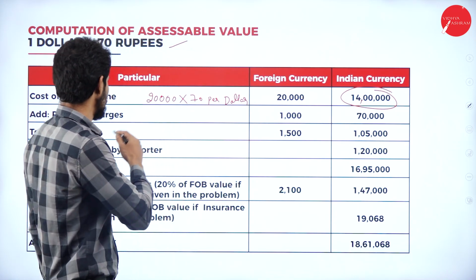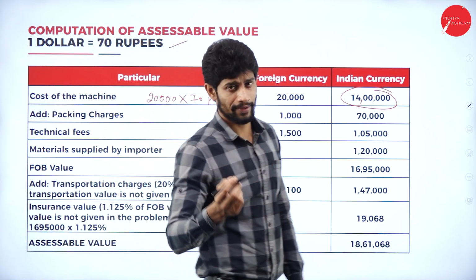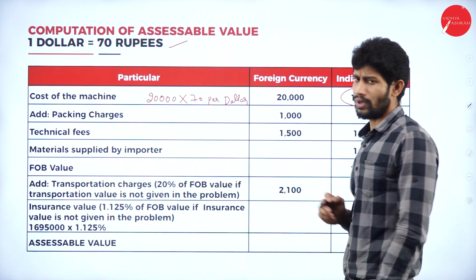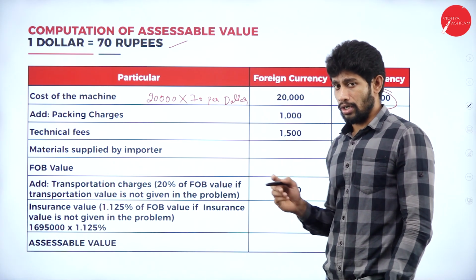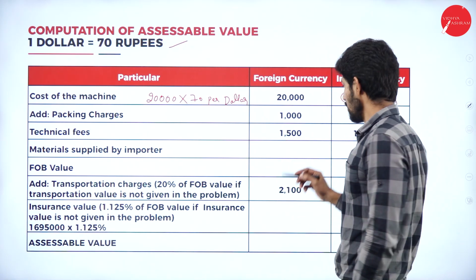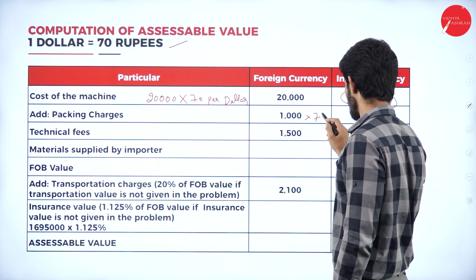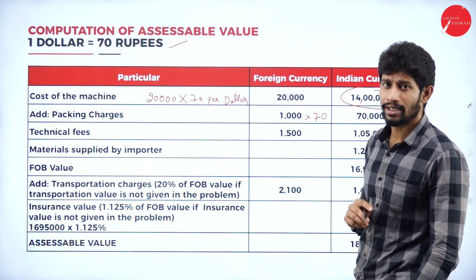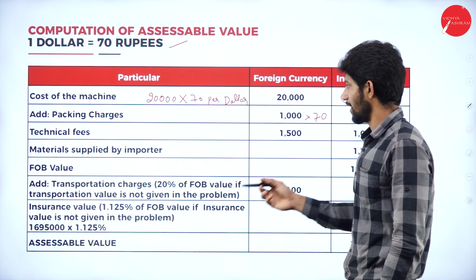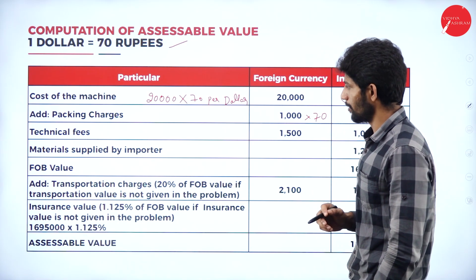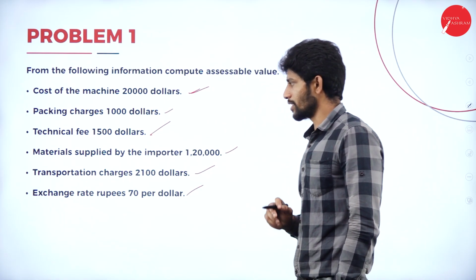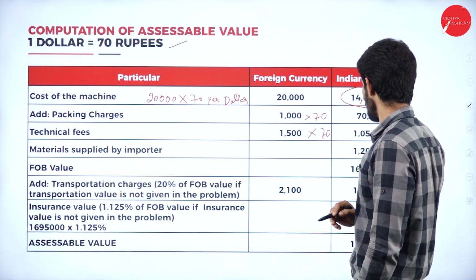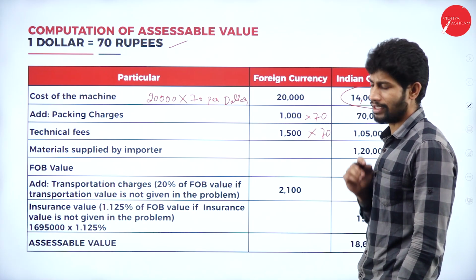Now add packing charges. What is the cost of packing charge? $1,000. If you convert it into Indian currency, 1,000 into 70 per dollar, you will get 70,000. Next, technical fees. $1,500 into 70, you will get the Indian currency value, that is 1,05,000.